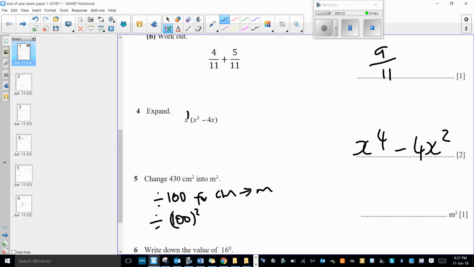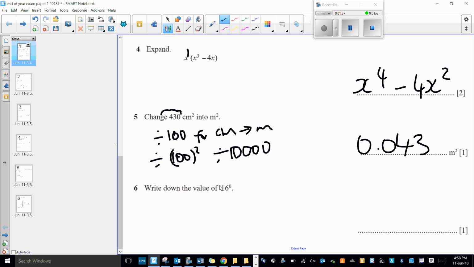So you're going to divide by 10,000. Dividing this by 10,000 means moving my decimal point 4 places back. So it starts here, 1, 2, 3, 4, so 0.043 is my answer. Remember, you're going to have fewer meters squared than you do centimeters squared, so that's why we know it's divide. Anything to the power 0 is always 1.